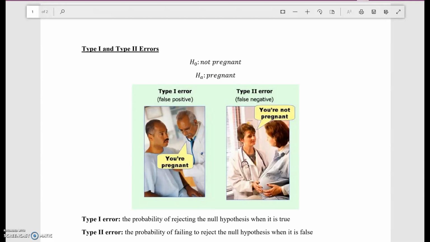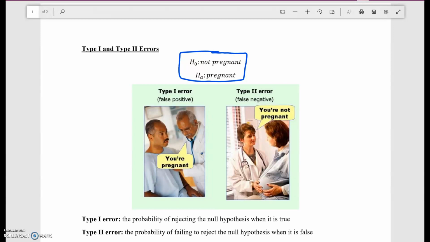So this video is going to be about type 1 and type 2 errors. This is a really good example of what type 1 and type 2 errors are. Let's say my null hypothesis is not being pregnant, and my alternative is pregnant. If a male comes in to take a pregnancy test, what should occur is that it will say not pregnant.